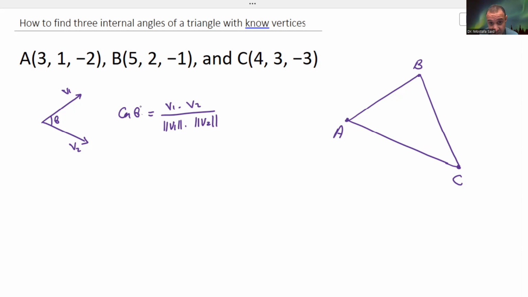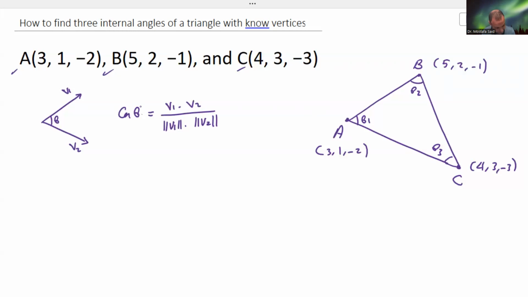So we have here three vertices with known coordinates A, B, C, and we're gonna find the angles between them. So we have here theta 1, theta 2, and theta 3. So let's find out how to do that. We know A, it is 3, 1, minus 2. We know B, it is 5, 2, minus 1. We know C, it is 4, 3, minus 3. That's basically what we have.